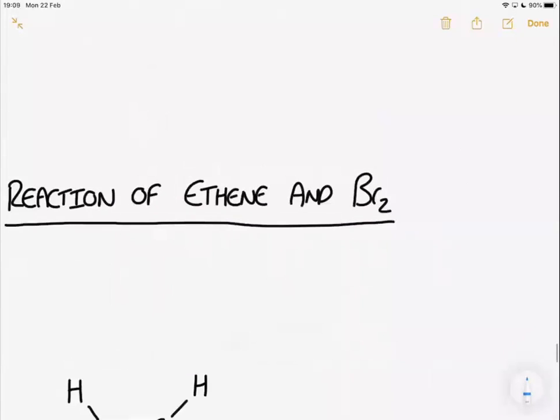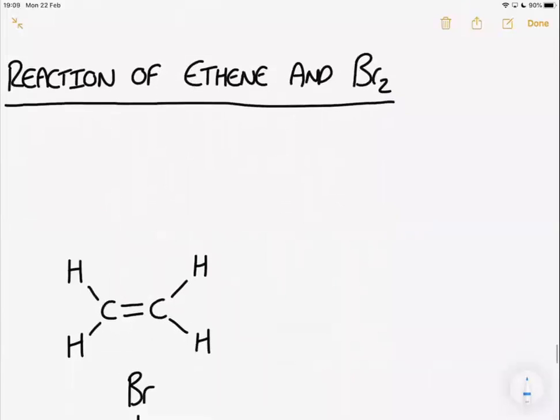So our next example is the reaction of ethene and bromine. Again, I'm using the examples that appear in the specification. It could be that your alkene is different. It could be that your halogen's different. We'll look at that when we do the practice. But for now, ethene and bromine.